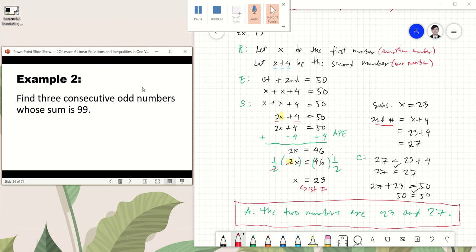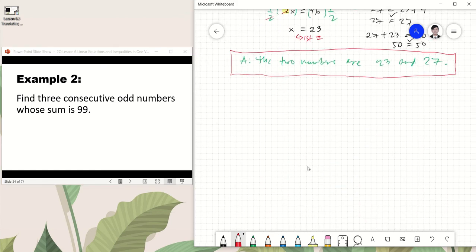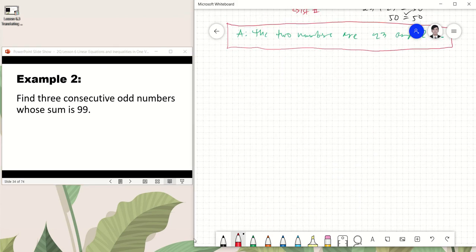Okay, let's proceed to example 2. So we are asked here to find 3 consecutive odd numbers whose sum is 99. So we'll start with representation. So ilang numero yung hinahanap natin? 3. So, meron din tayong tatlong representation.